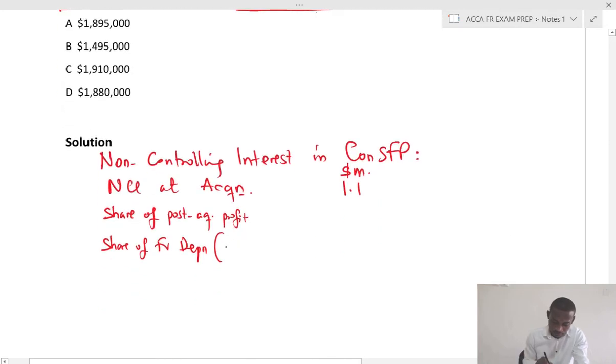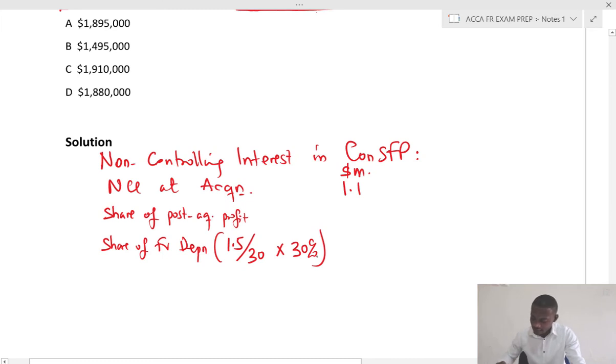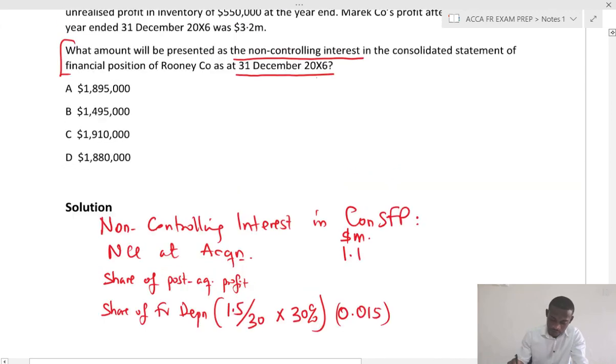So 1.5 million divided by 30, then times the NCI percentage. We don't time apportion because it's a full year. So 1.5 divided by 30 times 0.3, that should give me 0.015. And this is a deduction. Take note of that. And this is in million. Now let's build it again.